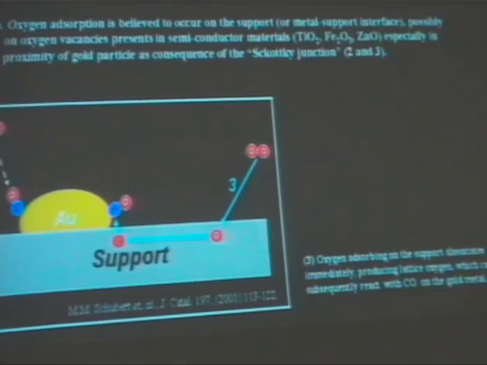The other idea is that oxygen absorption is at the support or at the interface on such reducible oxides. And then the reaction occurs at the perimeter. And the third idea is a mass transport type mechanism where you also need a redox support, where somewhere on the support the oxygen is split, it moves through the support, and eventually spills over to the gold where it's used for oxidizing the CO to CO2. So these ideas are around, and the nature of the support is a critical point there.